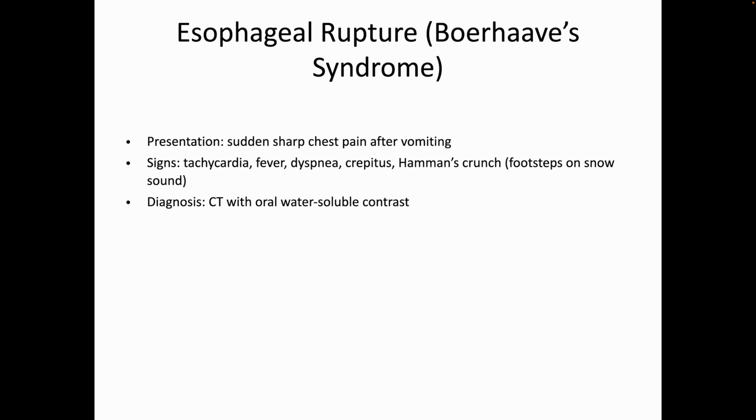Esophageal rupture, sometimes someone comes in who's perhaps an alcoholic, has frequent vomiting, and after a bout of vomiting he experiences sudden sharp chest pain. So that's a very good hint for the diagnosis. And he would come in with tachycardia, fever, maybe he's gone into sepsis. He can also have shortness of breath, crepitus within the chest, and something called Hamman's crunch, which sounds like footsteps on snow. The diagnosis would be made with CT and oral water-soluble contrast.